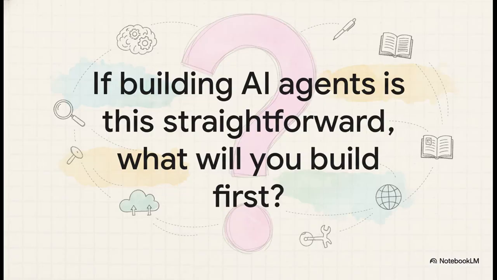LangChain basically abstracts away all the tedious boilerplate, letting you focus on what really matters, the unique logic of your application. It turns what used to be a massive engineering challenge into a much more manageable, component-based assembly process. So really, the question isn't if you can build a powerful AI agent anymore, but what kind of agent are you going to build first?